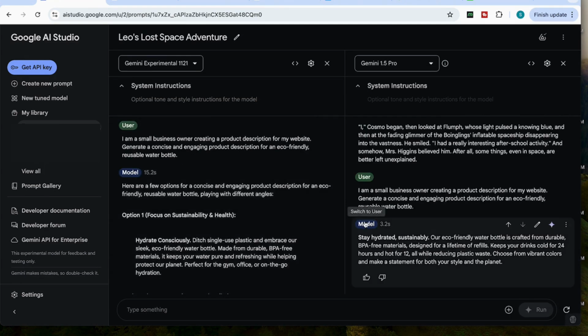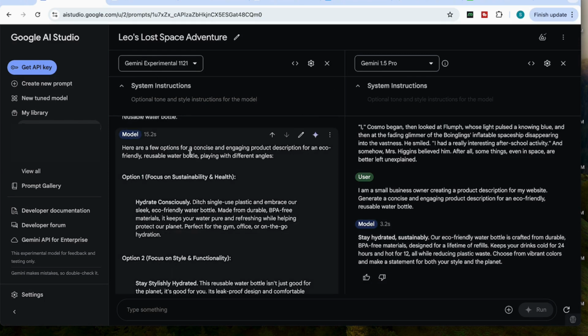Okay, so if we look at the comparisons between the two, Gemini 1.5 Pro decided that just one description would be sufficient. It's come back with something really quite basic: stay hydrated sustainably, and then our eco-friendly water bottle is crafted from durable BPA-free material designed for a lifetime of refills. Honestly, quite a basic description.